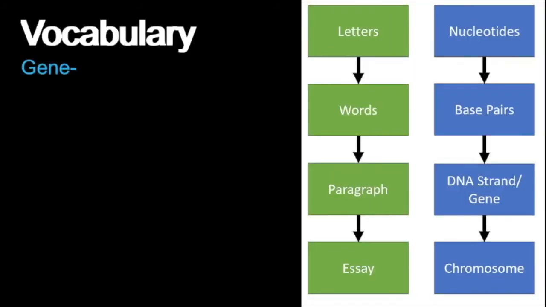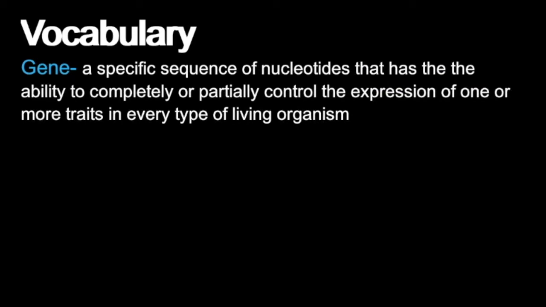Earlier, we learned about nucleotides, base pairs, DNA strands, and we hinted at what a gene was. Well, now we're going to define it. A gene is a specific sequence of nucleotides that has the ability to completely or partially control the expression of one or more traits in every type of living organism.